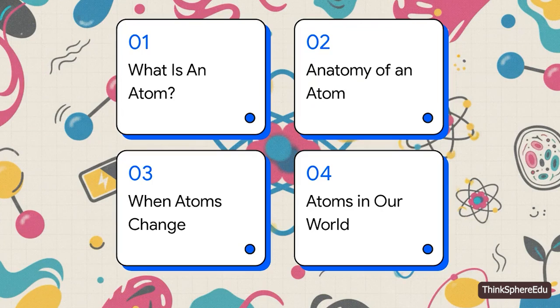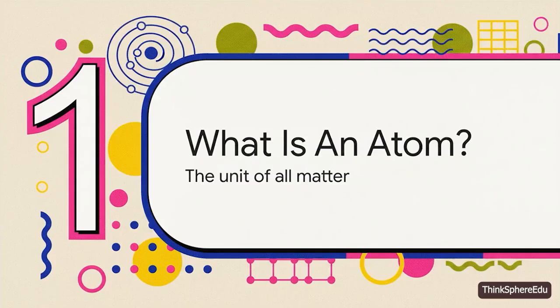So here's the plan. We're going to start with the basics. What exactly is an atom? Then we'll look at its anatomy piece by piece. After that, we get to the really fun part. What happens when atoms start to change? And to wrap it all up, we'll see how these tiny little particles make a huge difference in our world every day. Okay, let's just dive right in.